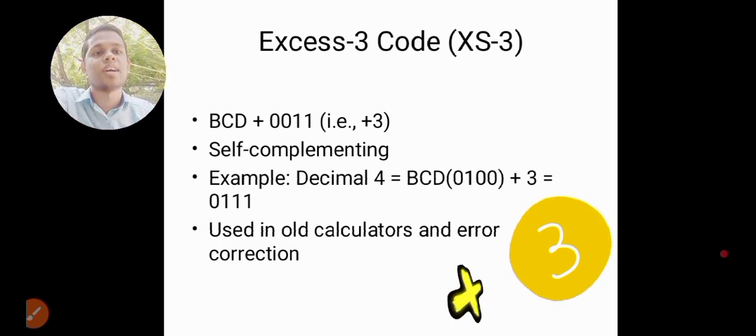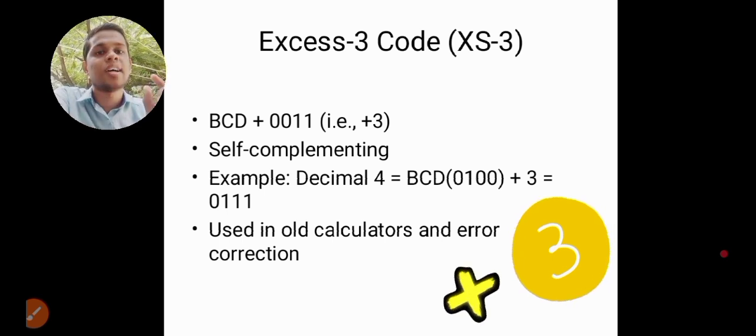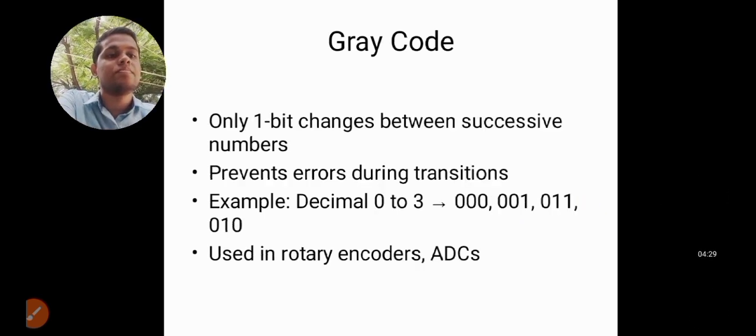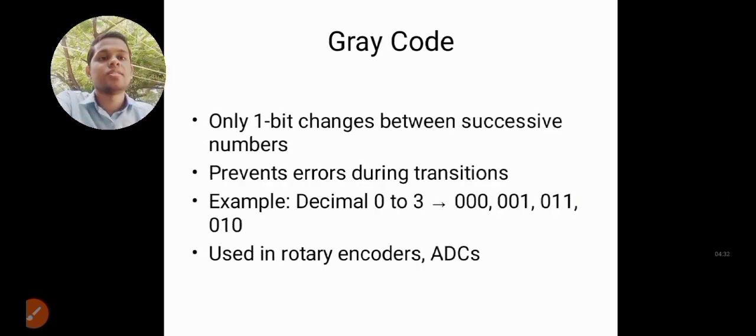We will see further in later classes. For now, XS3 code is used for error correction and detection. XS3 code doesn't allow some particular values. If we encounter such a value, then we can assume that the XS3 code has an error. Next, gray code. XS3 code is used to detect errors.